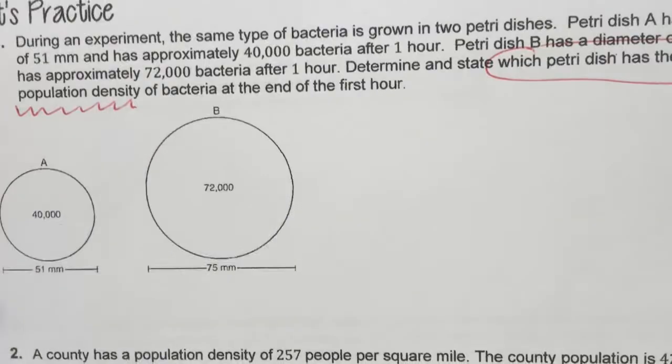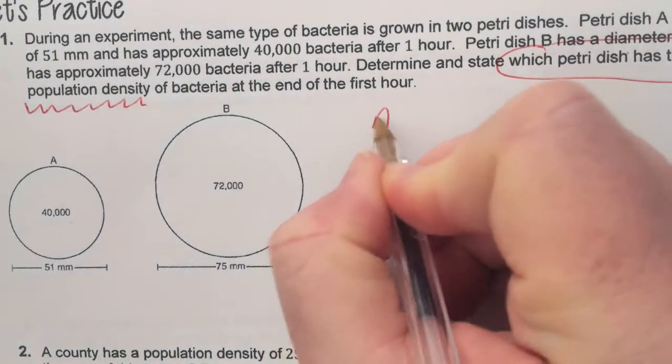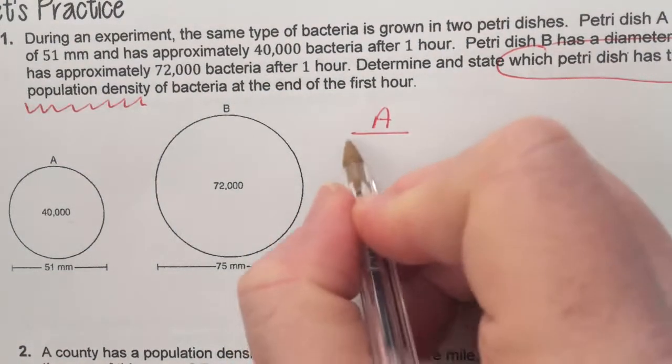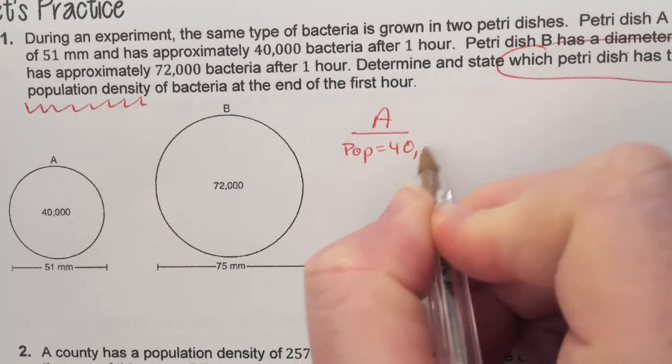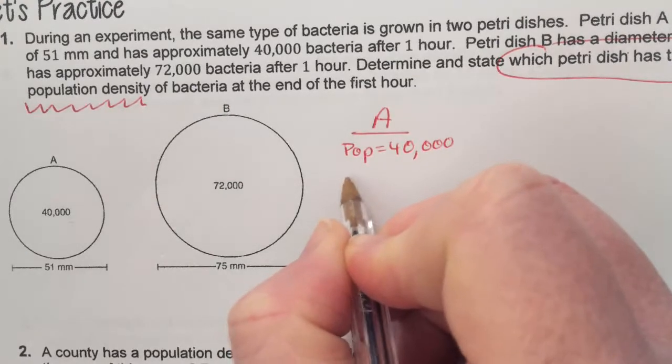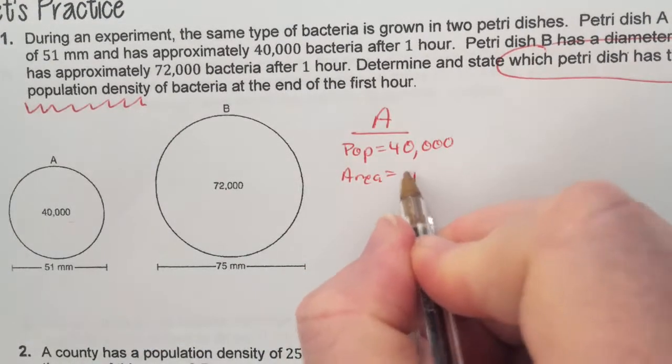Let's think this through. We need to find the population density. For A, we know that the population is 40,000. We know that the area, now it's a circle, right? So that's pi r squared.